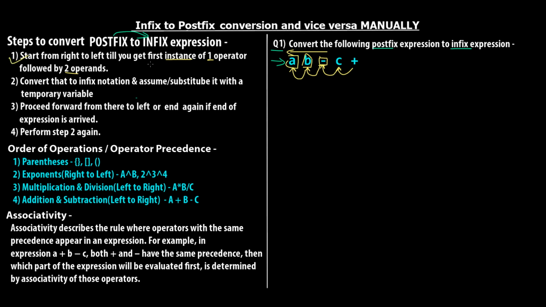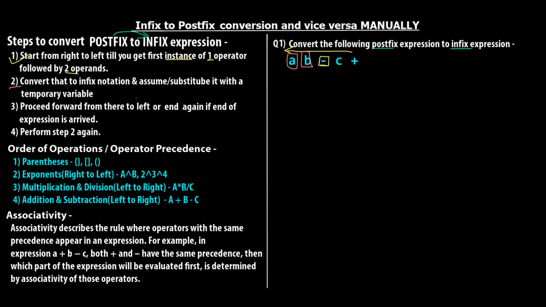Start from right to left till you get first instance of one operator. So this is one operator, and these are the two operands which are following minus in right to left direction. So now we have to convert that to infix notation and substitute it with a temporary variable. So what we did, we went from right to left and we came at this operator, and we saw that after this operator we have two operands B and A.